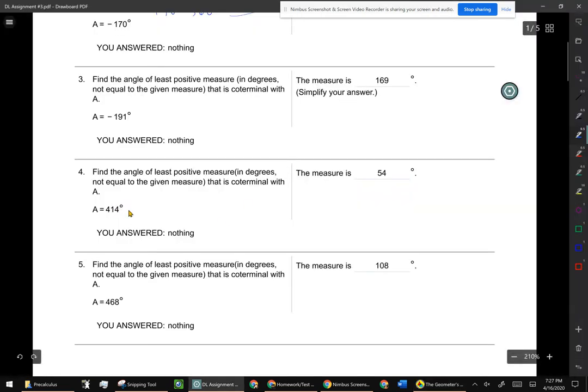So over here, I could just subtract 360, right? That would just be 414 degrees minus 360 degrees. And that gets you 54. So, just use a little intuition here. They want an angle of least positive measure that's not 414. So in this case, adding 360 would get you the same coterminal angle, but they just want the least positive one, the smallest one that is not 414 that's positive. So you would subtract in this case rather than add.